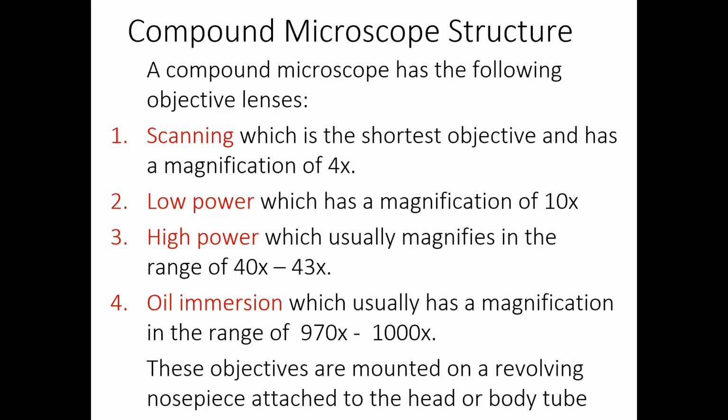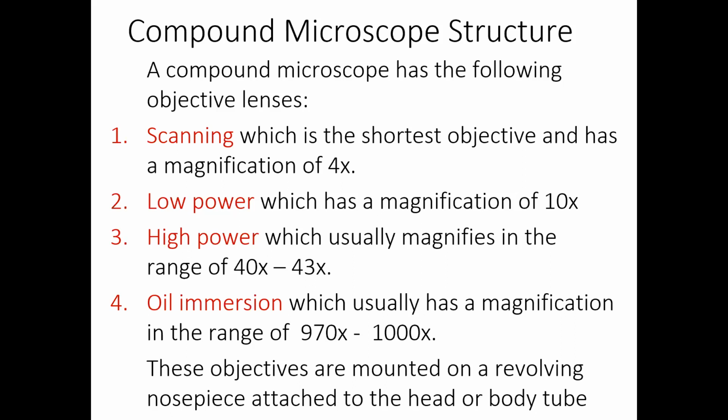It says 43. It had a 40. And the 4th lens that we don't use in A&P, but when you take microbiology on the ground, you'll use the 4th lens. The 4th lens has a 100 stamped on the side of it, and that will give you a total magnification of 1,000 power or 1,000 magnifications.